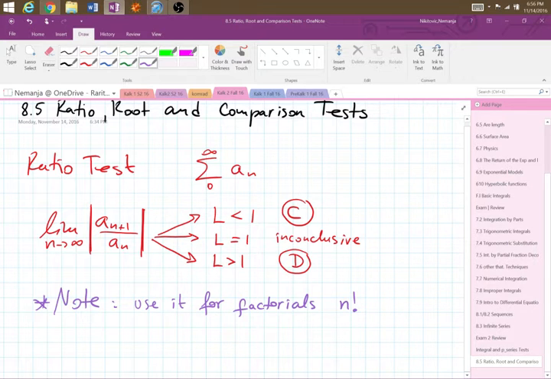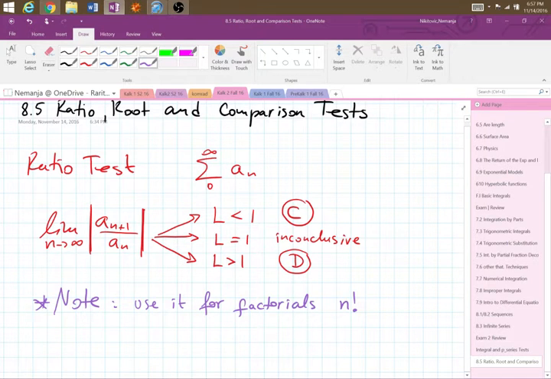So ratio test is very simple to do as long as you know your limits. So review the L'Hopital's rule from 4.7 in Calc 2, or 4.8, whatever it is. I think it's 4.7. And the rest is just limit, limit, limit, taking limits. So let's take a look at 2-3 examples.